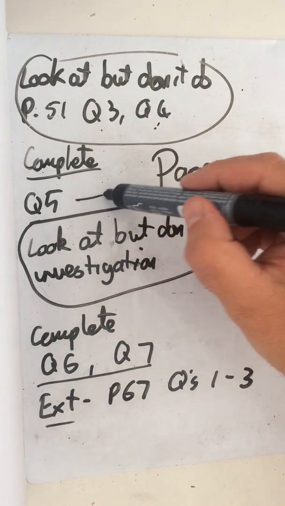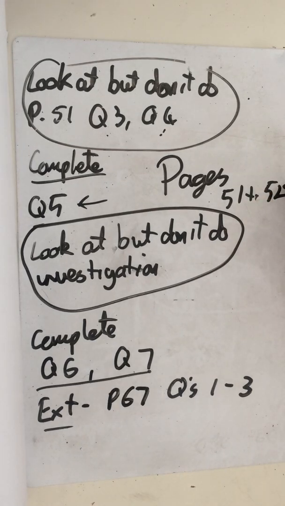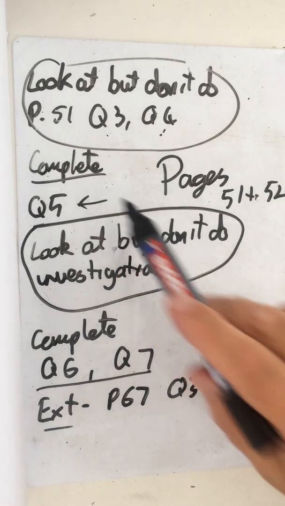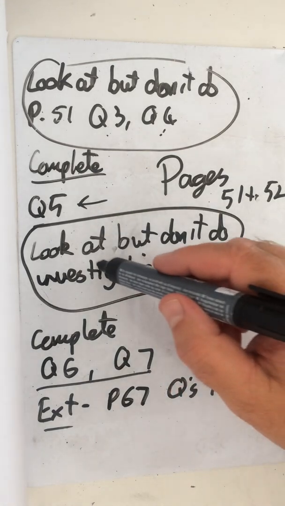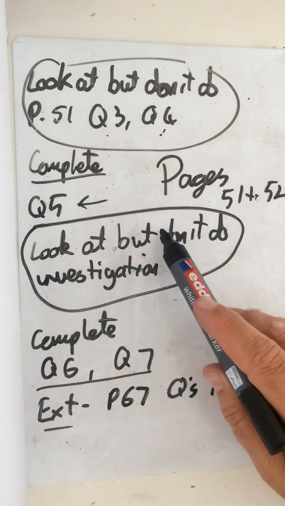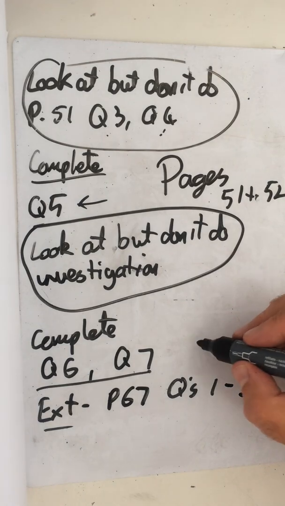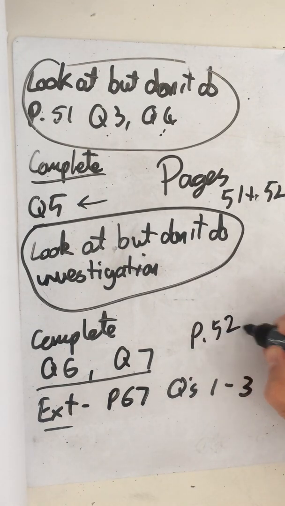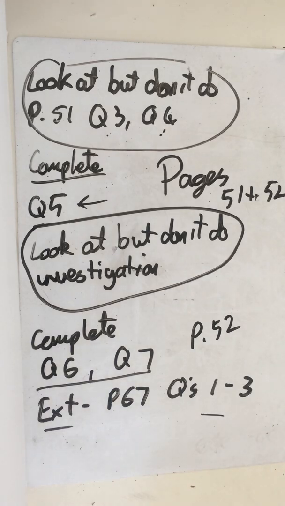Can we then do question 5? It's a bit all over the place here, and we're on page 51 and 52 as well. I did put that there. Then do question 5. Pretty straightforward. Have a look at the investigation. See if you can work your way through and understand where it's coming from. Then could you do questions 6 and 7 on page 52. And then we've got an extension there. Have a go at the extension when you've done those.